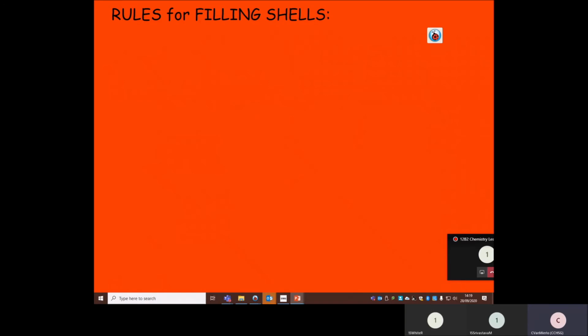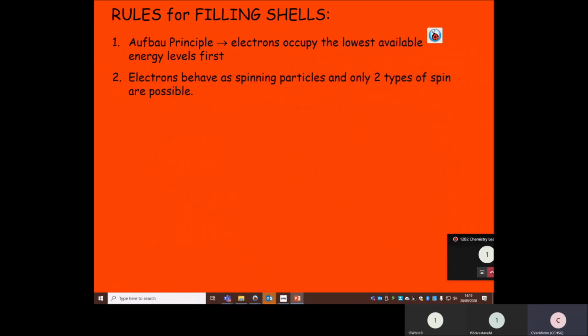Right, there are rules for filling shells, and then we'll have a look at how this actually comes about. So, when you're filling shells, we always fill the lowest available energy level first. And you did that at GCSE. You filled the first shell first, then the second shell, and then the third shell. You didn't just scatter your electrons randomly amongst any shells that you fancied. So that's just the same.